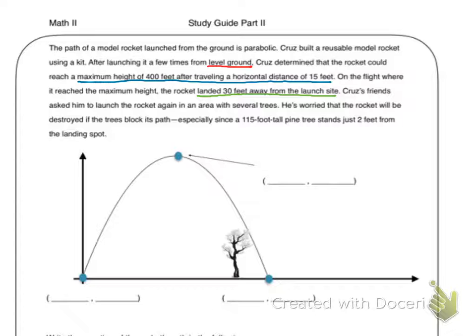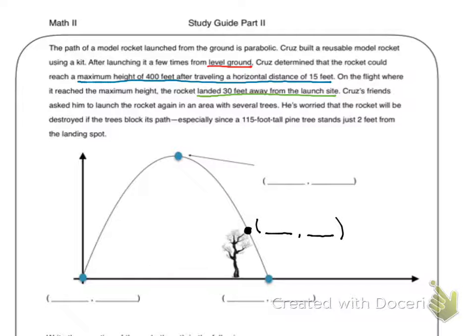Cruz's friends asked him to launch the rocket again in an area with several trees. He's worried that the rocket will be destroyed if the trees block the path, especially since a 115-foot tall pine tree stands 2 feet from the landing spot. So we're looking at this one as well. This one has a coordinate, the tree, as well. So let's start figuring out where these points are.